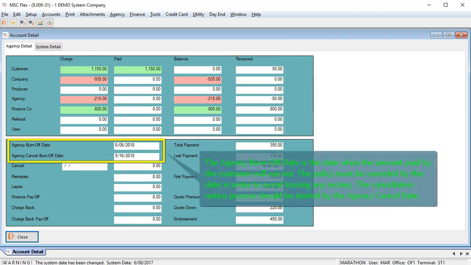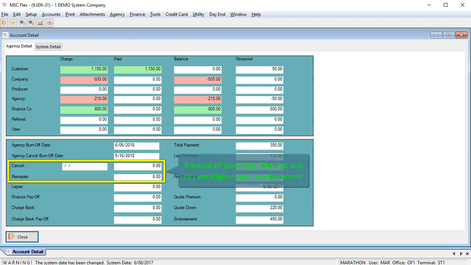The agency burn-off date is the date when the amount paid by the customer will run out. The policy must be canceled by this date in order to avoid losing any money. The cancellation notice process should be started by the agency cancel date. This is the total amount of cancellation and reinstatement premium.